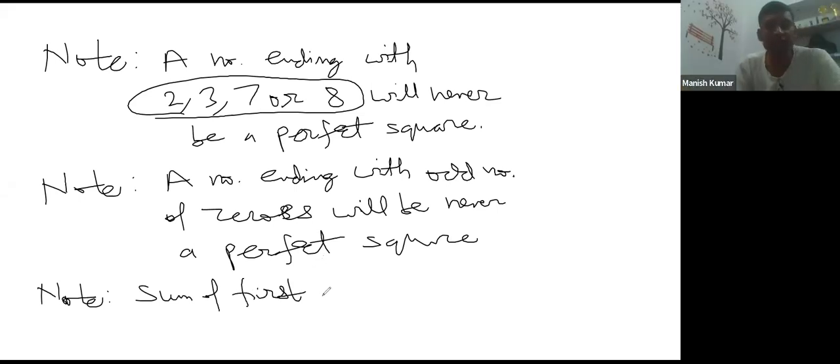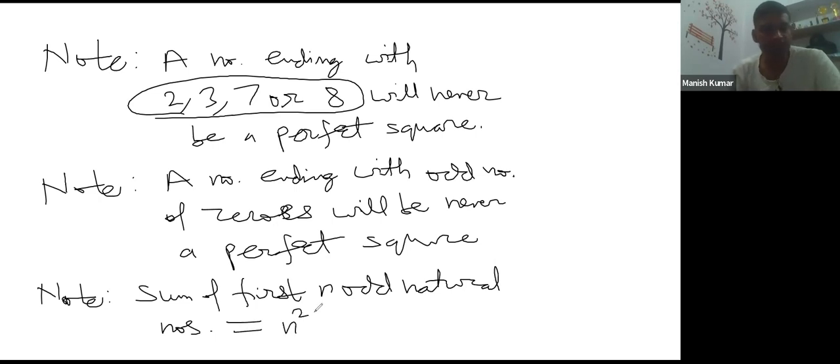The sum of the first n odd natural numbers is equal to n square. Note all these 3 points. If a number has 2, 3, 7 or 8 in the ones place, it will not be a perfect square. If a number is ending with an odd number of zeros, it will not be a perfect square. And the sum of the first n odd natural numbers is equal to n square.